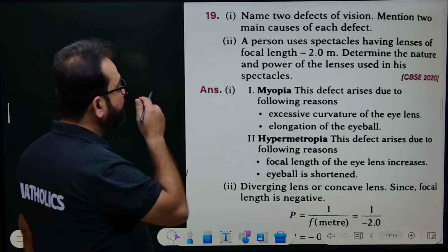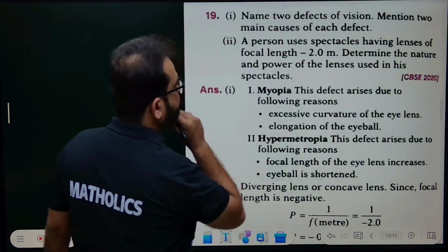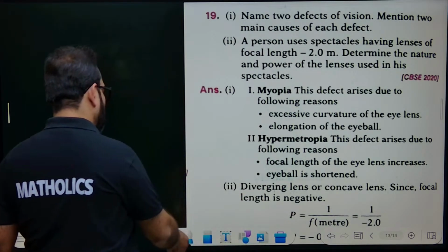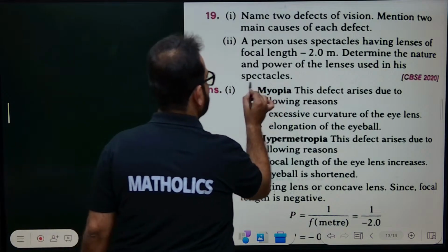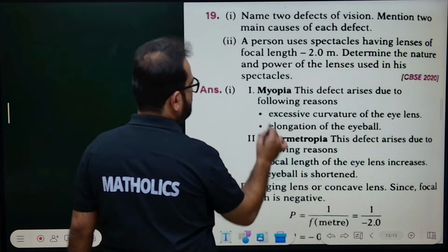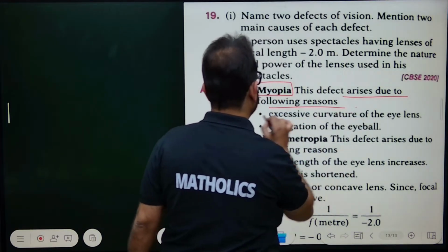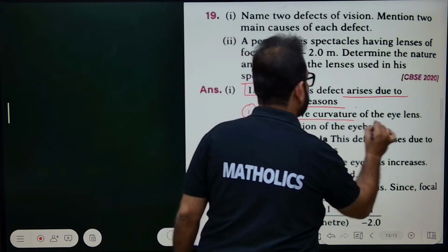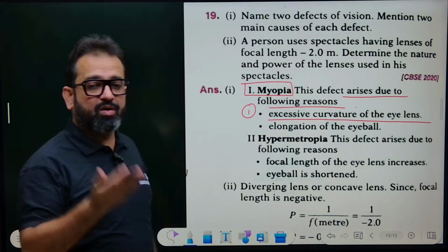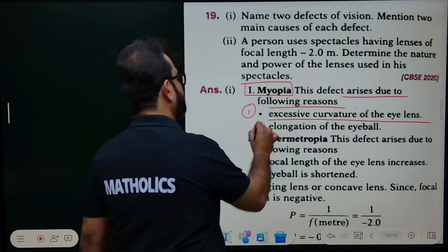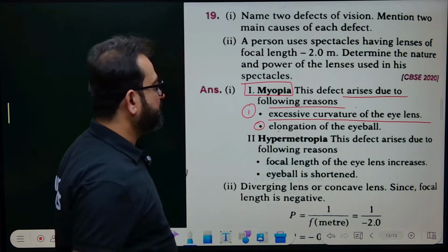Now see. Question is, mention two main causes. What are the causes? First is myopia. The main cause of myopia arises due to the following reasons. First one is excessive curvature. I am telling you again and again: elongation of eye lens or excessive curvature of eye lens and elongation of the eyeball are one and the same.